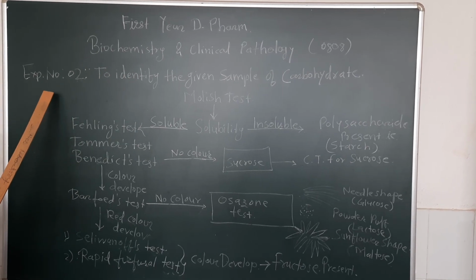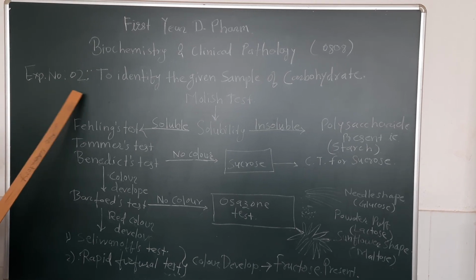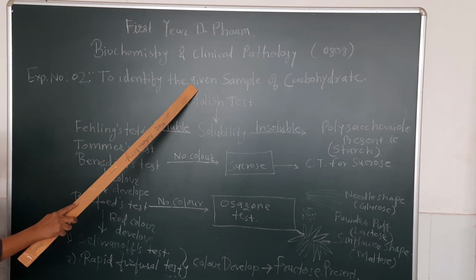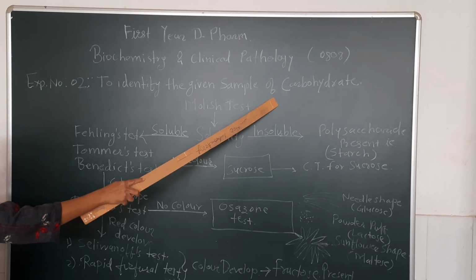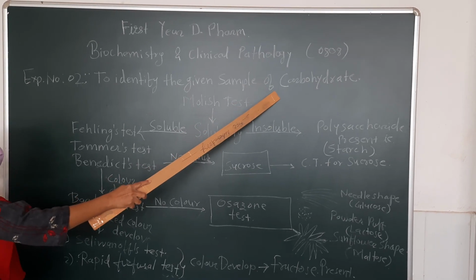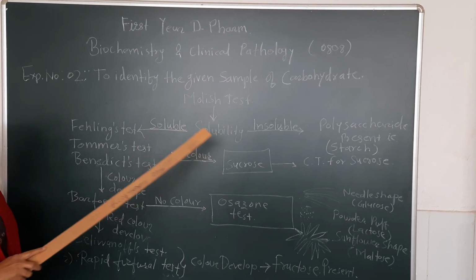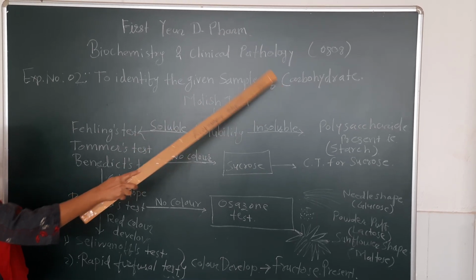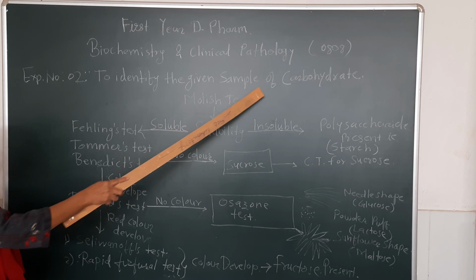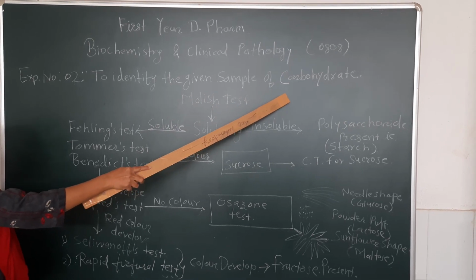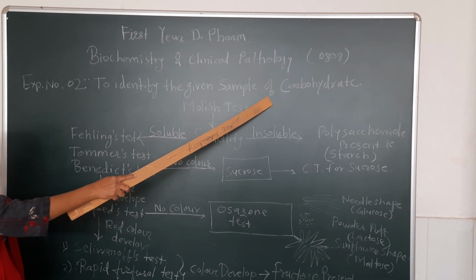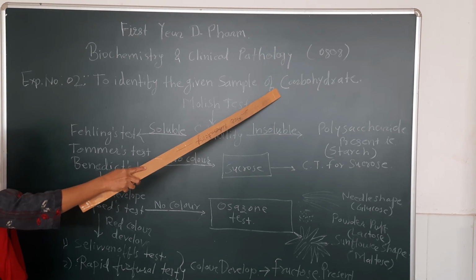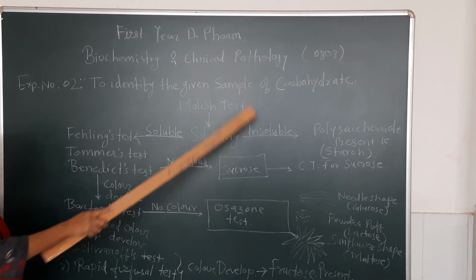Now we will start our experiment number 2, to identify the given sample of carbohydrates. First, all of you know what carbohydrate means, as we discussed in the theory. Carbohydrates are organic compounds which contain polyhydroxyaldehyde and polyhydroxyketone groups in their structures.